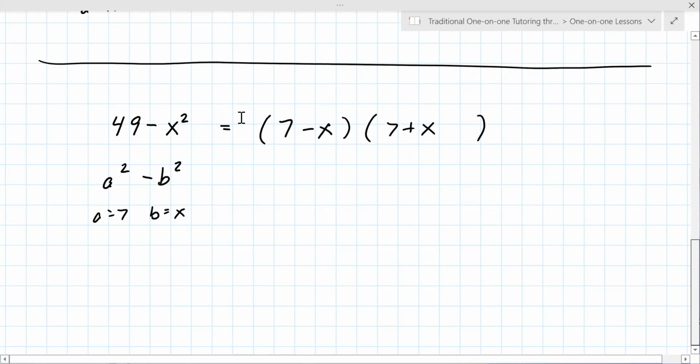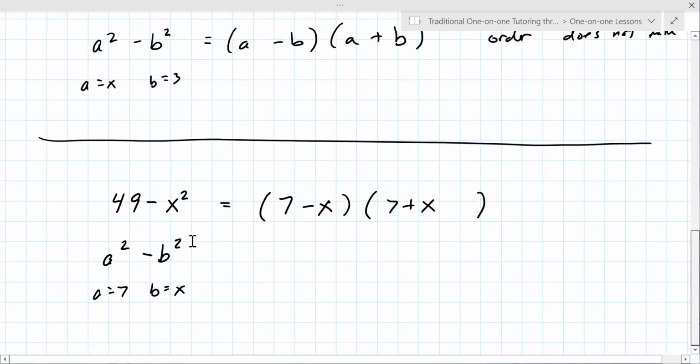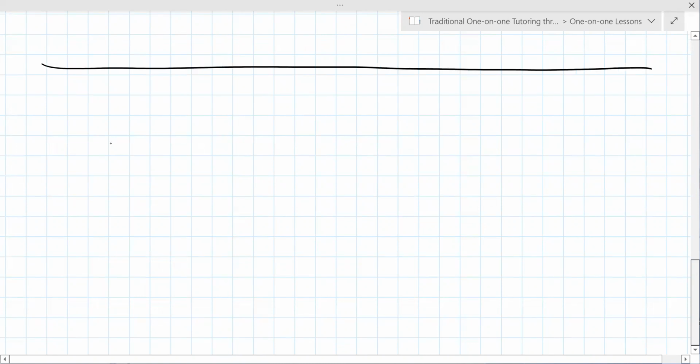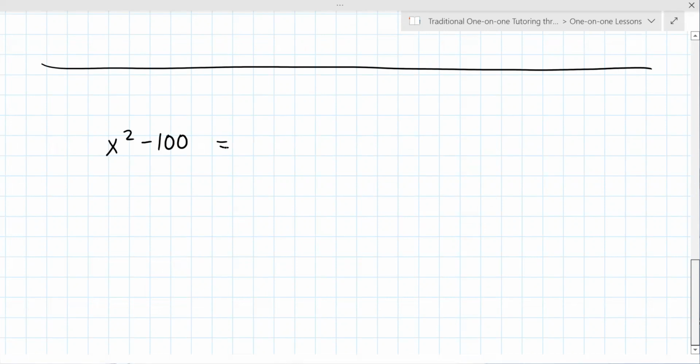Okay. Do you need some time to get this down? It would be good to have these examples down in your notes. Okay, got it. You got it? Okay. All right. So let's try one more here. Let's say it's x squared minus 100. Could you try that for me? Okay, so the a is x and the b is 10. Yes. A is x and b is 10.